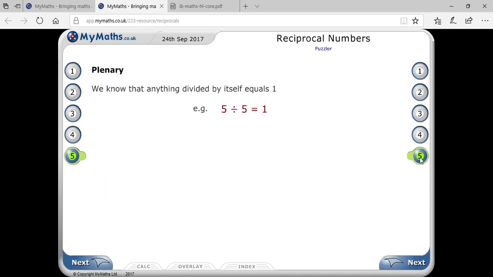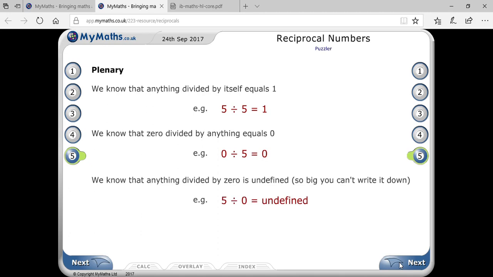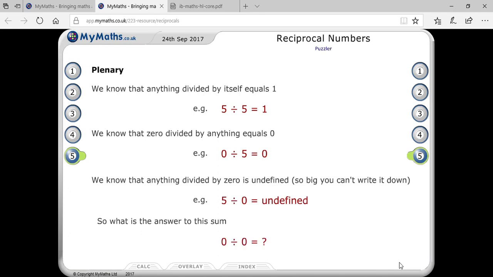Now, what is this one? 5 divided by 5 is 1, 0 divided by 5 is 0, 5 divided by 0 is undefined, 0 divided by 0, that will be 0. So, beta, I explained all that related to this one.